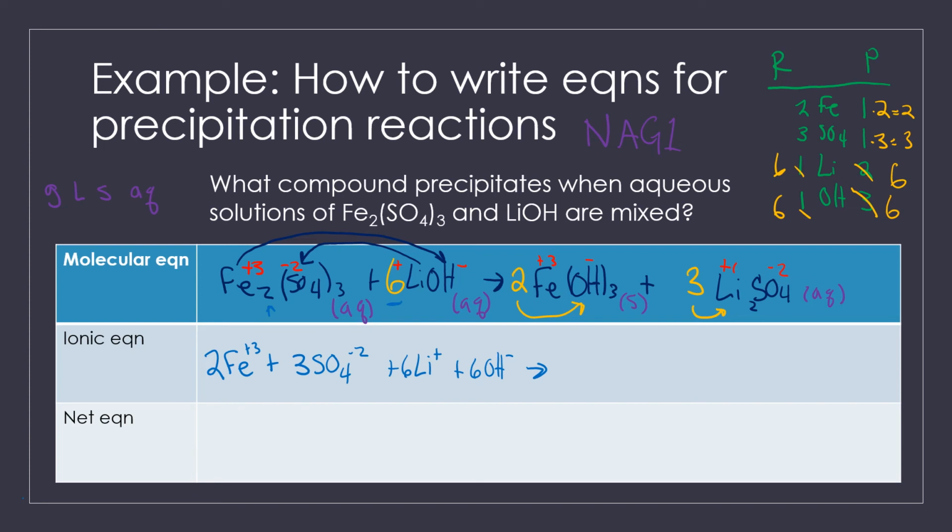On our product side, anything that is a solid, you do not break down. You only get to break it apart if it is aqueous. So here we still have 2 FeOH3. But this is aqueous, so we are going to break it down. So we have 6 Li plus and 3 SO4 minus 2. Okay, so this is our ionic equation. Everything that was an aqueous solution or an aqueous substance got broken down.